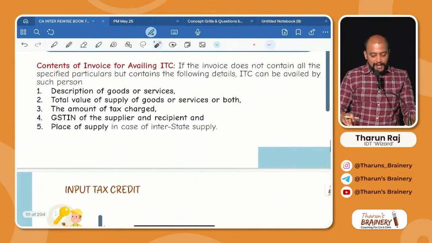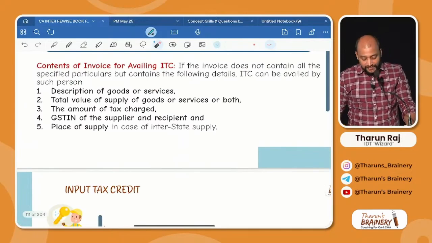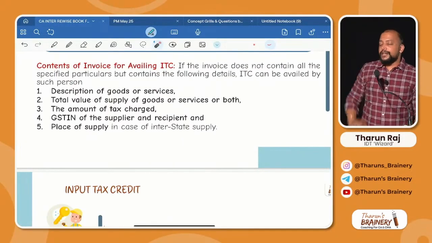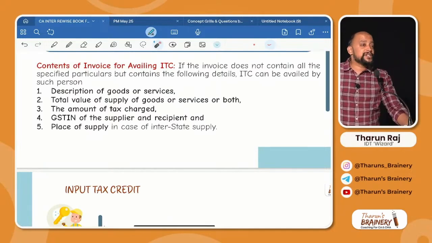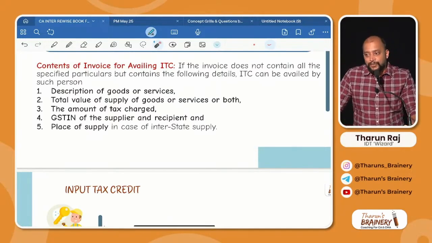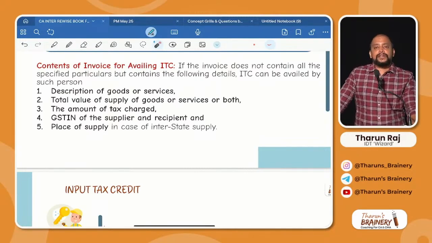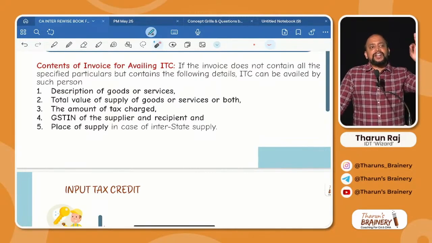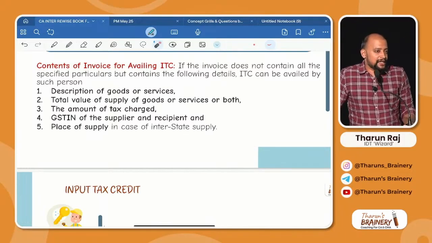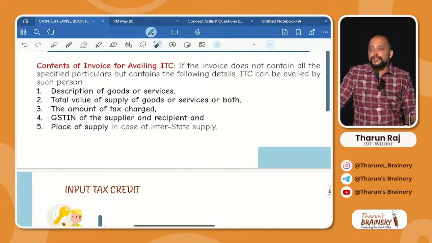Then see the next part. Contents of invoice for availing ITC. That is, for a person availing ITC, one of the conditions, if you see, is to be in possession of a tax paid document. What is a tax paid document? Tax invoice. But what is a tax invoice? Any paper, if it contains these minimum details, is a tax invoice for availment of ITC. What are those minimum details that should be present?